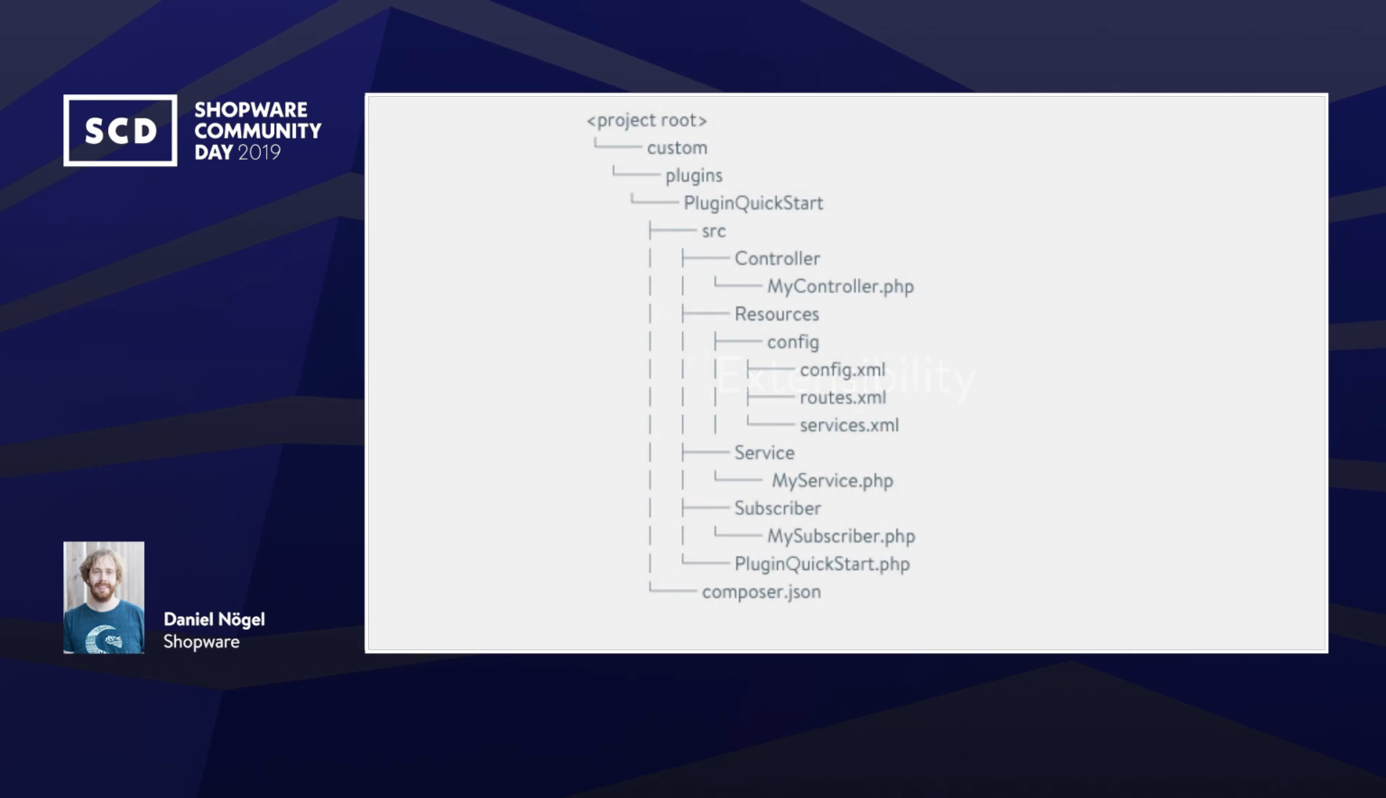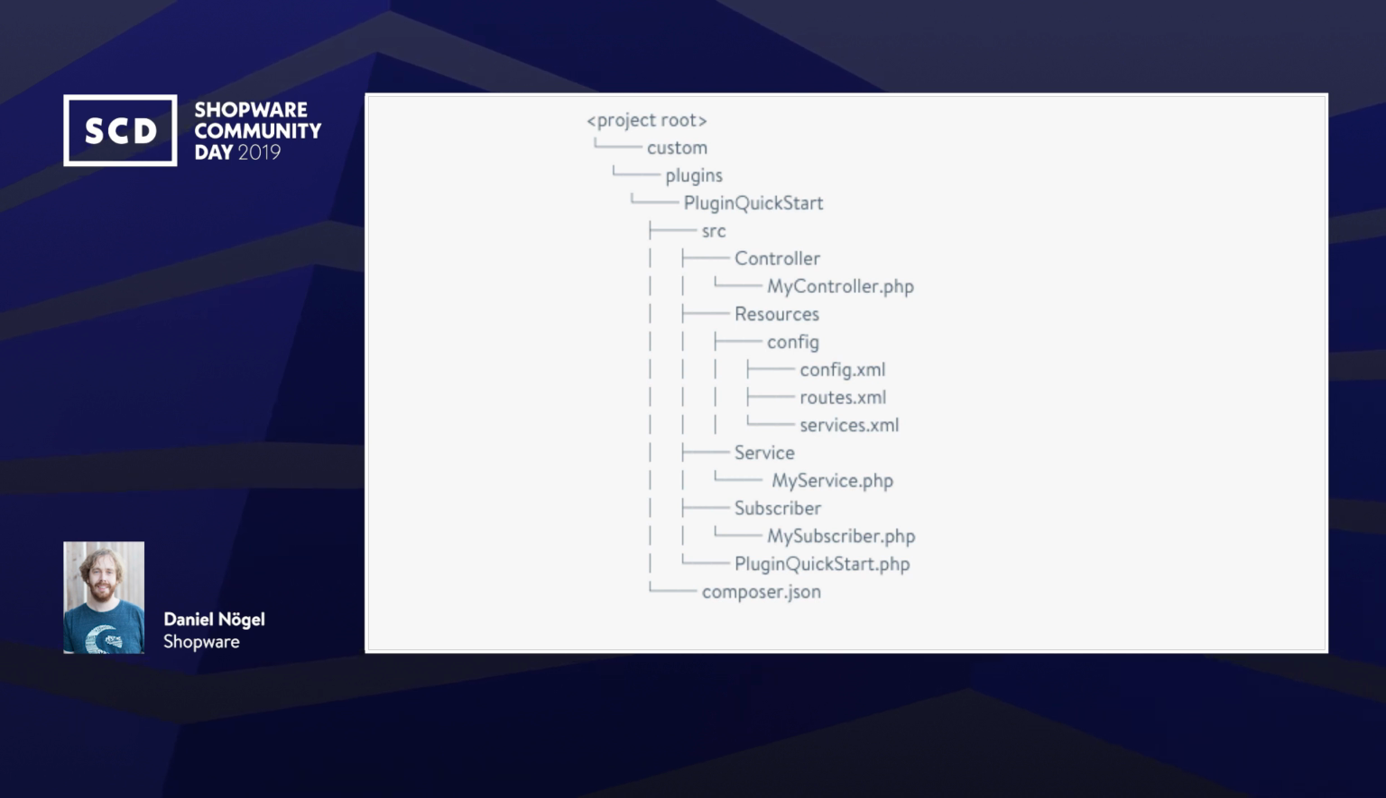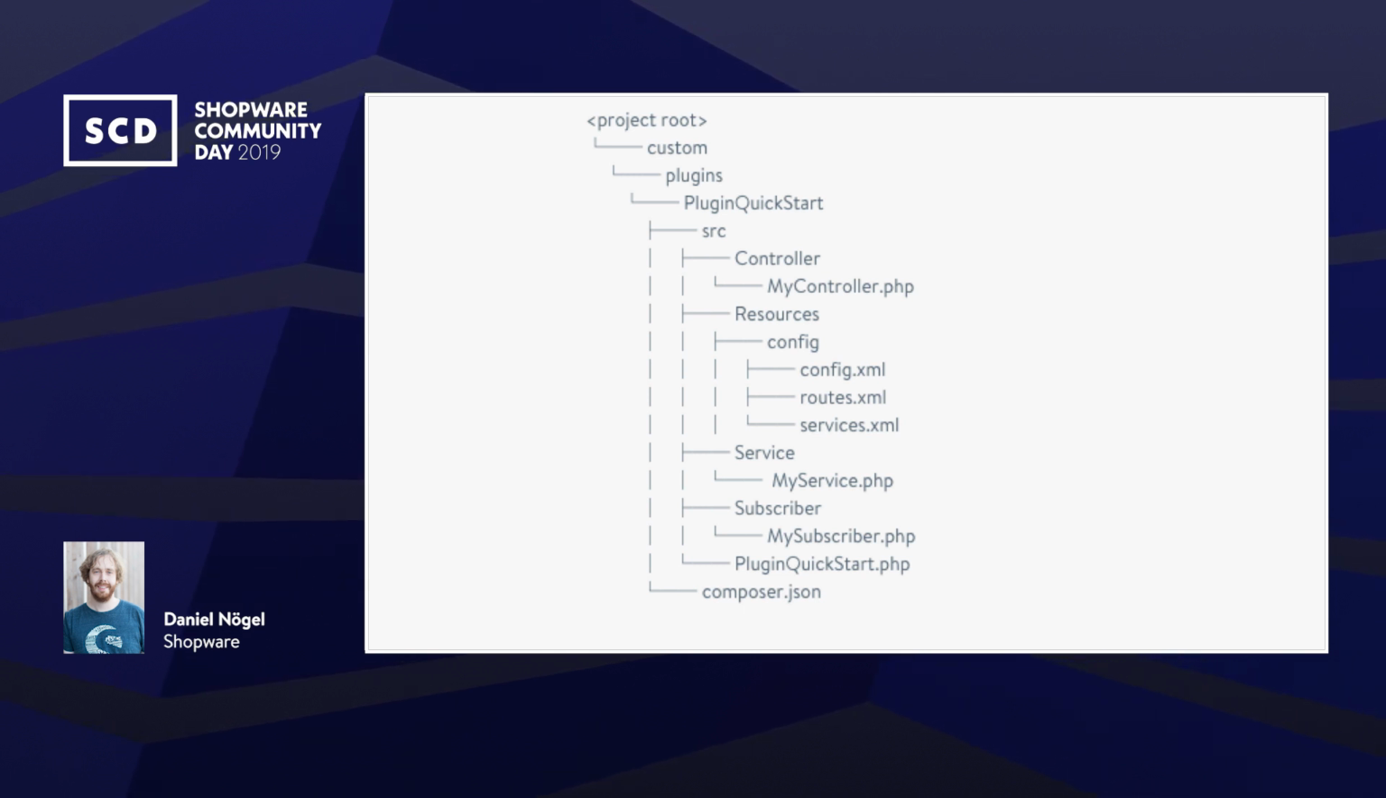Looking at the directory structure, there should be no big surprises for you. You still have the plugin bootstrap file where you can run your install methods and stuff. You have a file for your service decoration. You can create subscribers. And of course, you can have files to describe your menu or something like that.